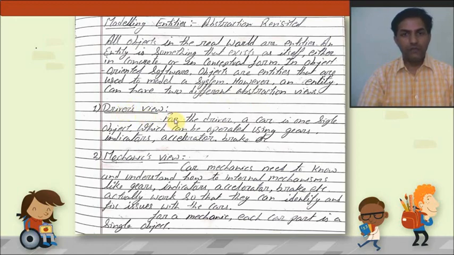Now, the driver's view. For the driver, a car is one single object which can be operated using gears, indicators, accelerators, and brake. In the same way, the mechanic's view regarding the car is that mechanics need to know and understand how the internal mechanism, like gears, indicators, accelerators, brakes, etc., actually works so that they can identify and fix issues with the car. For a mechanic, each car part is a single object.